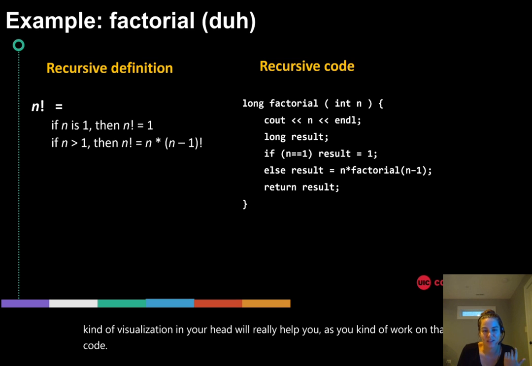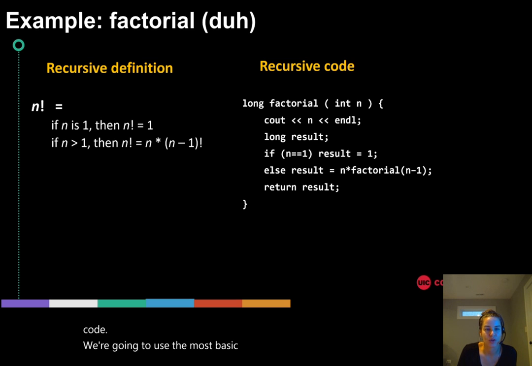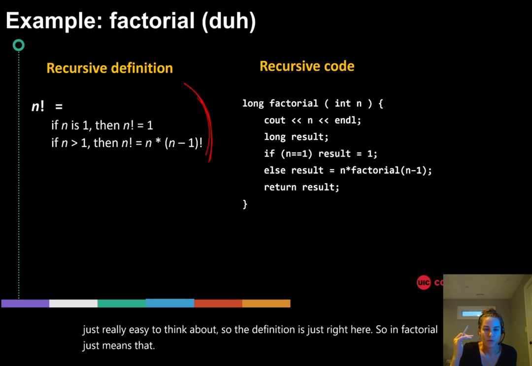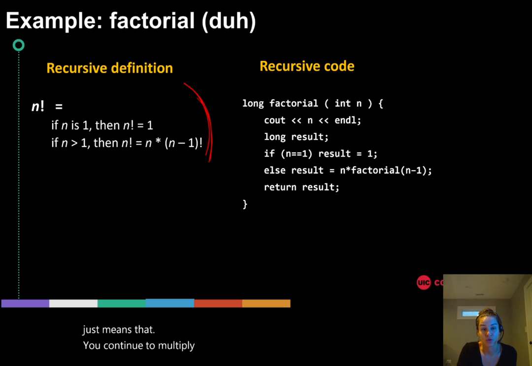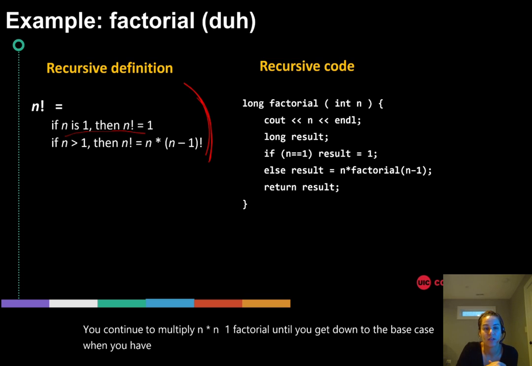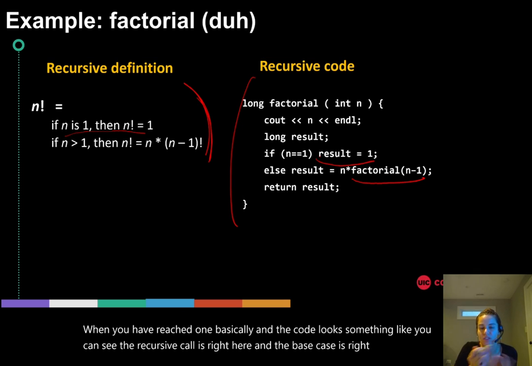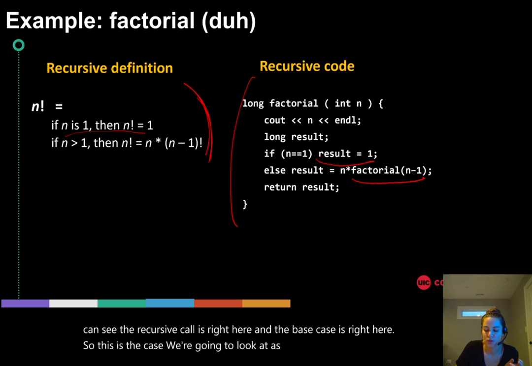We're going to use the most basic recursive algorithm, the factorial, because it's just really easy to think about. So the definition is just right here. n factorial just means that you continue to multiply n times (n minus 1) factorial until you get down to the base case when you have reached 1, basically. And the code looks something like this. You can see the recursive call is right here, and the base case is right here. So this is the case we're going to look at as we work through this memory mapping.